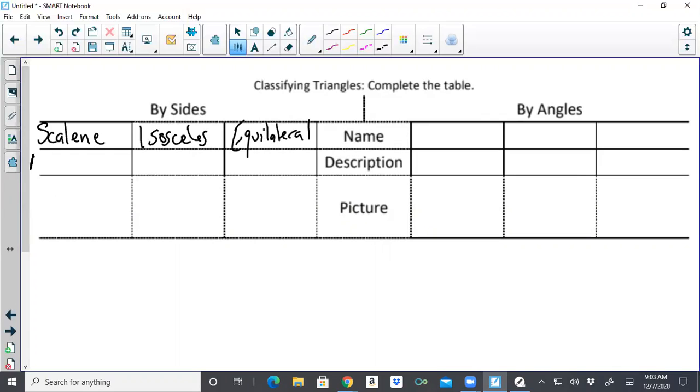Scalene triangle means no congruent sides. Every single one of the sides is different. So I would have a side like this, a side like this, and a side like this. All of these sides are different, all right? So the way that I can also mark that so I can be positive that they're not the same is I can put 1 mark here, 2 marks here, and 3 marks here. That shows you that they are not the same. All 3 of those sides are different from each other, okay?